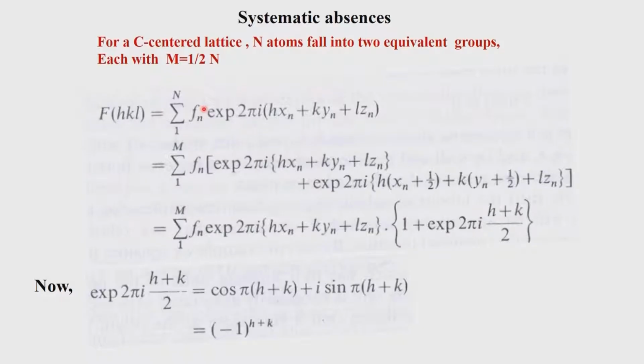Now, because of the fact that there is C centering, we factorize this into two components. So, we have the sum over 1 to m. The first part corresponds to xn, yn, zn, so this is exponential 2 pi i (hxn plus kyn plus lzn). The second part corresponds to x plus half, y plus half, and z. So, we separate these two. This is the sum over m, but there are two components, one corresponding to half of n, the other corresponding to the other half of n. So, we have this expression exponential 2 pi i (h(xn plus half) plus k(yn plus half) plus lzn).